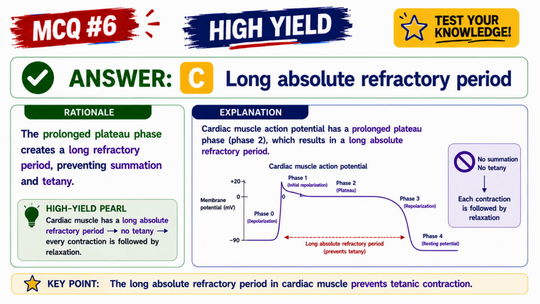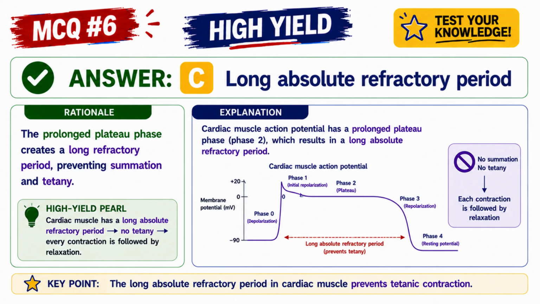The plateau phase, phase 2, is prolonged, lasting approximately 200 to 250 milliseconds. During this entire plateau, the cardiac cell is absolutely refractory. Absolutely refractory means no matter how strong the stimulus, the cell cannot be re-excited. The sodium channels are inactivated. They are not available for another action potential until repolarization is nearly complete. By the time the absolute refractory period ends, the cell has already repolarized. Mechanical contraction has ended, and the heart is ready to relax.